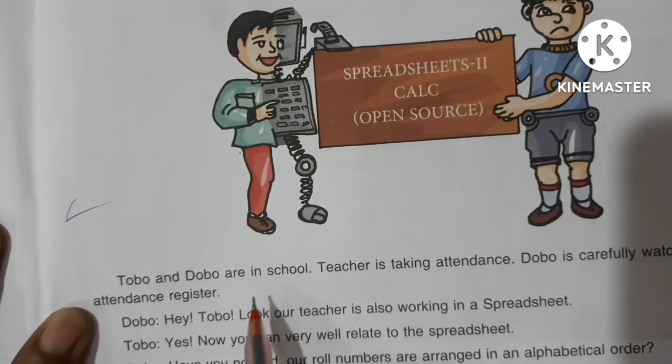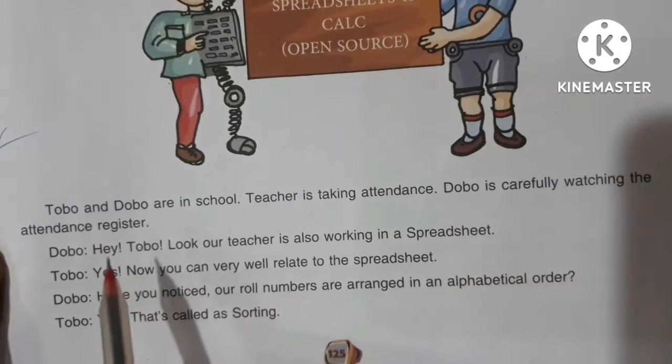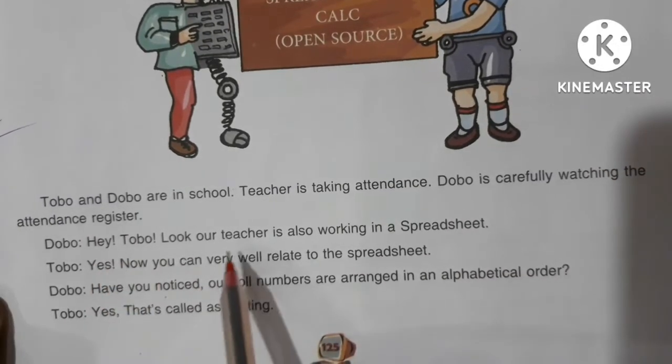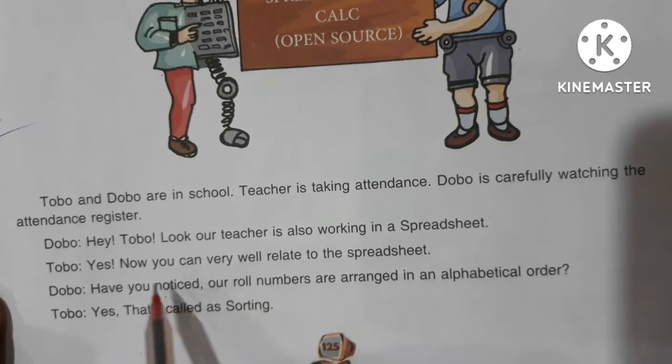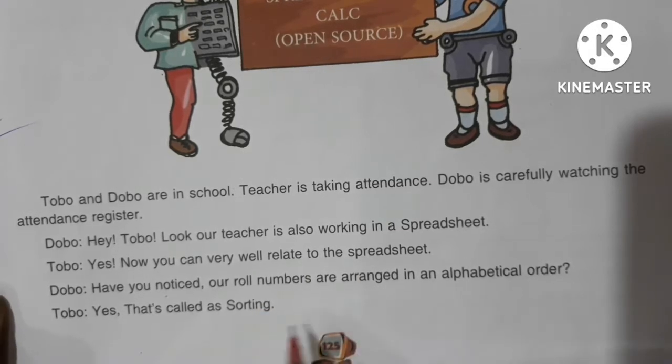Tobo and Dobo are in school. The teacher is taking attendance. Dobo is carefully watching the attendance register. Hi Tobo, look, our teacher is also working in a spreadsheet. Yes, now you can very well relate to the spreadsheet. Have you noticed our roll numbers are arranged in alphabetical order?